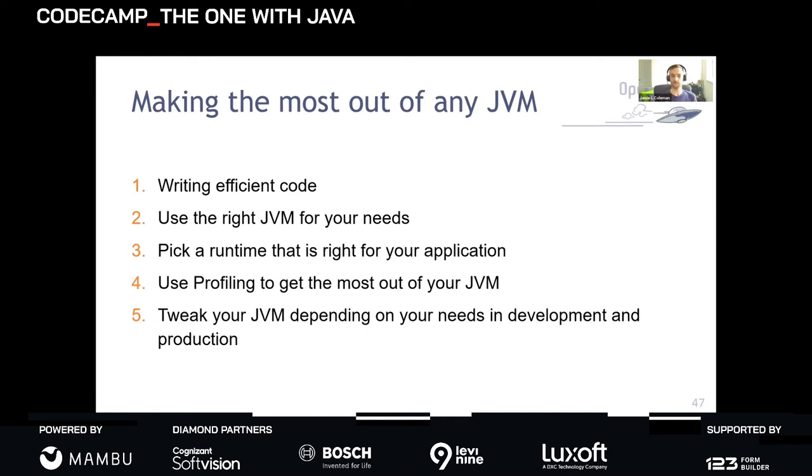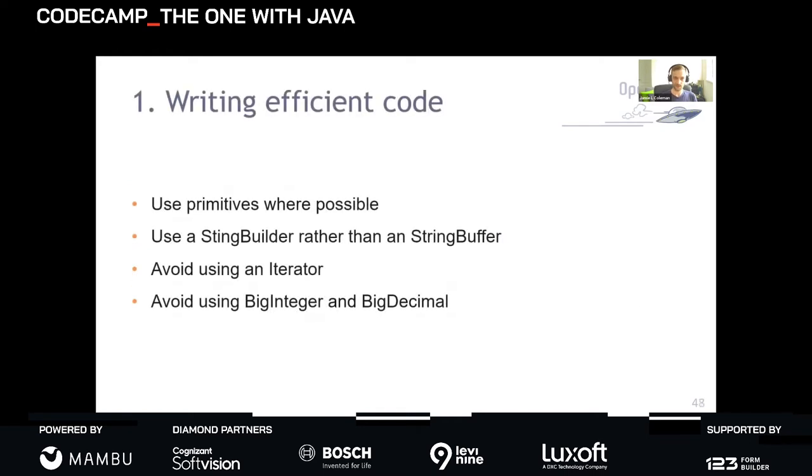Using the right JVM for your needs, which we've previously talked about, picking a runtime that's right for your application, and using profiling, which we just talked about, so really trying to get the most out of your JVM by looking exactly at what it's doing while it's executing your application code, and tweaking your JVM, like we're going to talk about in a moment. So first of all, writing efficient code. Use primitives where possible.